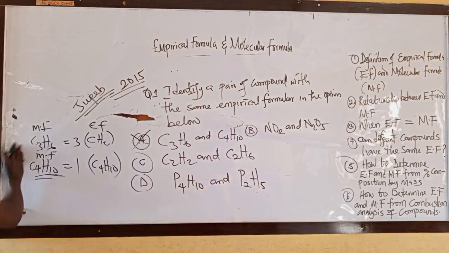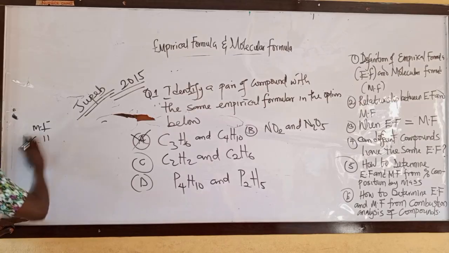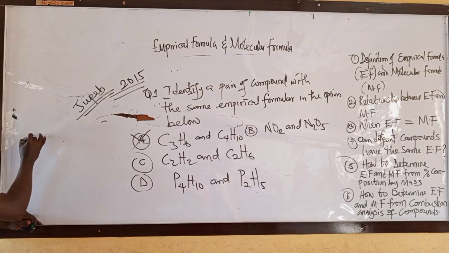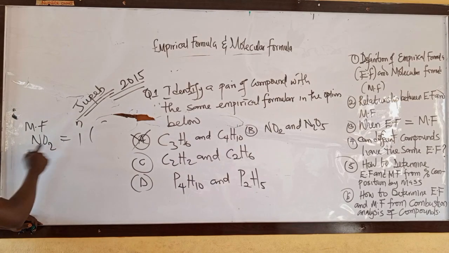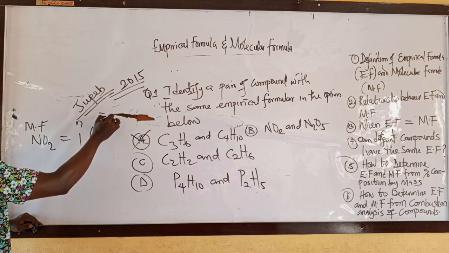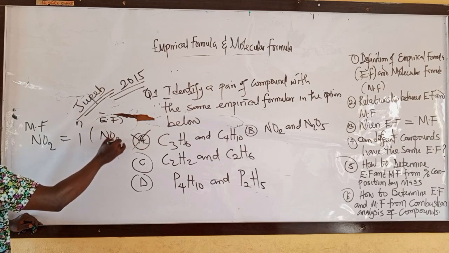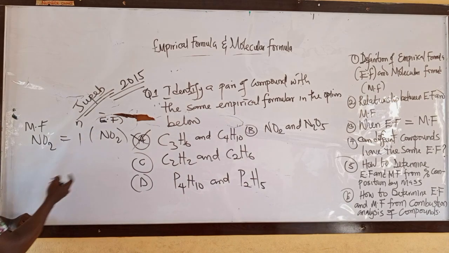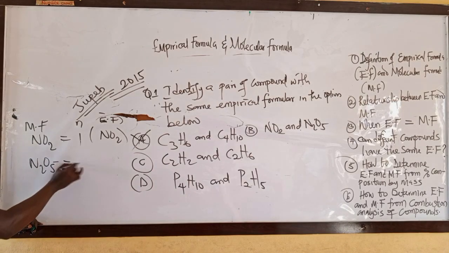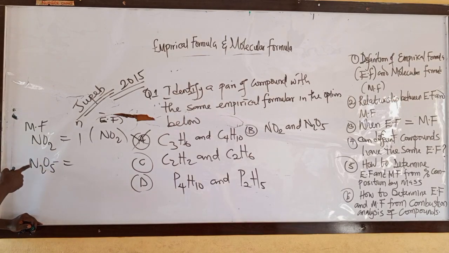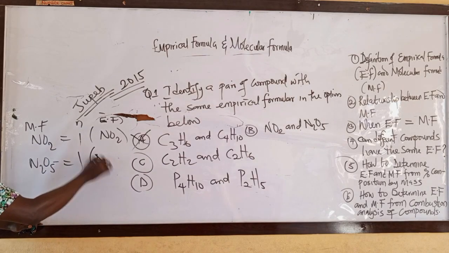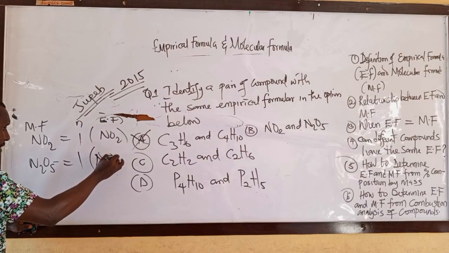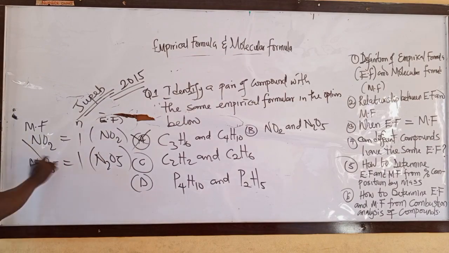Let's look at option B. Option B, where you have NO2 as the molecular formula. In this case, the N is 1. Therefore, the empirical formula is NO2, since 1 is common. N2O5 as the molecular formula is the same thing as its empirical formula in this case. That means the empirical formulas are not the same. It can never be the answer.